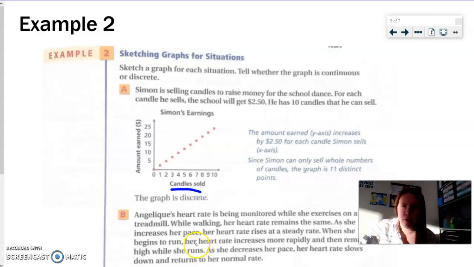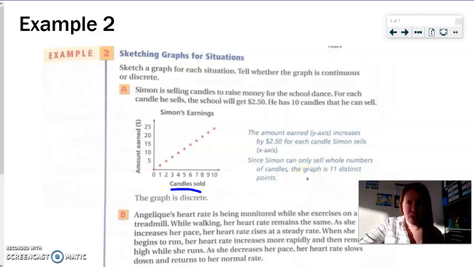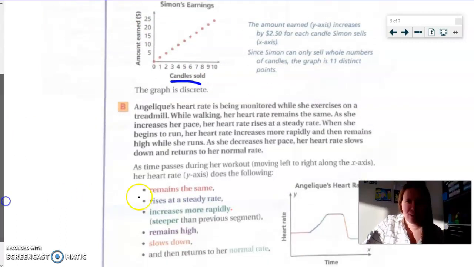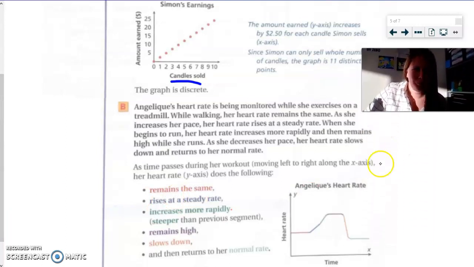Something else as we get into graphs, we're going to be really focused on making sure we label our stuff. So if you notice, there's a title. It says Simon's earnings. The x-axis is also labeled, telling me that this is the amount of candles he's sold. And the y is telling me the amount of money that he earned. Since Simon can only sell whole numbers of candles, the graph is distinct at this point. He's not going to sell half a candle to someone. What are you going to do? Cut it in half? I just envision the glass candles. That makes no sense.